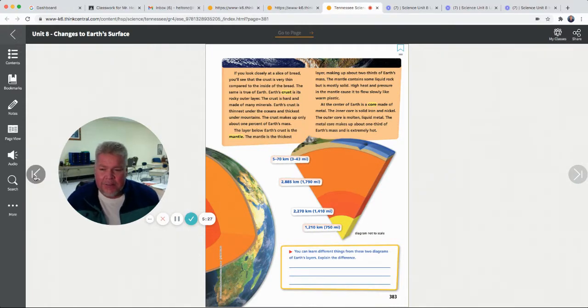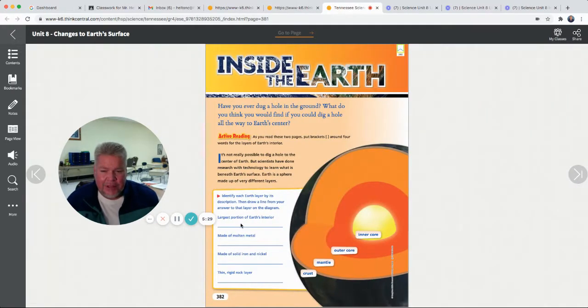Let's go back to this page now because it was asking us to match them. What's the largest portion of the Earth's interior? It's that orange part. It's the mantle. What's made of molten metal? That's the outer core. What's made of solid iron and nickel? That's the inner core. And what's the thin, rigid rock layer? That's the crust. We've got to know these 4 layers. All right.